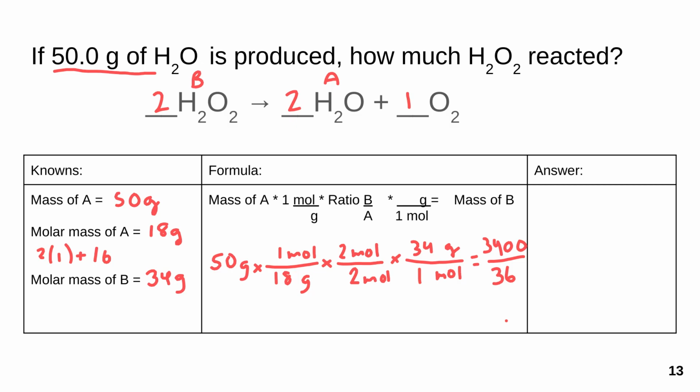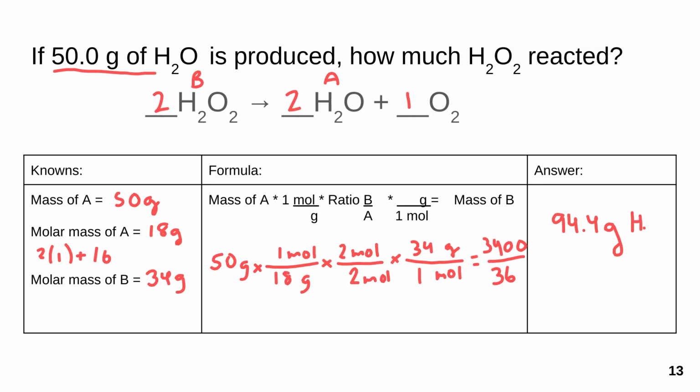And then I'm going to divide the number that I got on the top by the number I got on the bottom. And in this case, my answer is 94.4, or you could round to 94 grams of hydrogen peroxide.